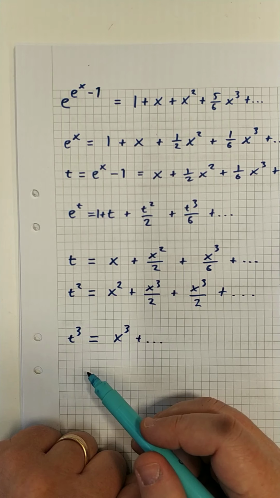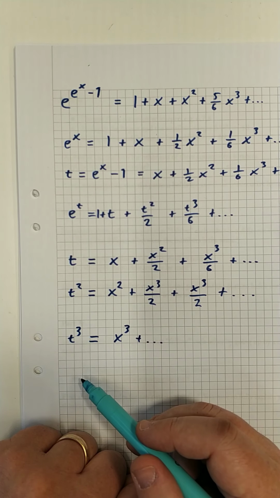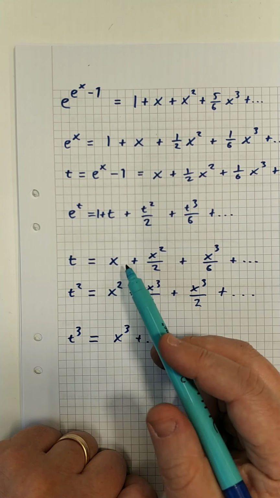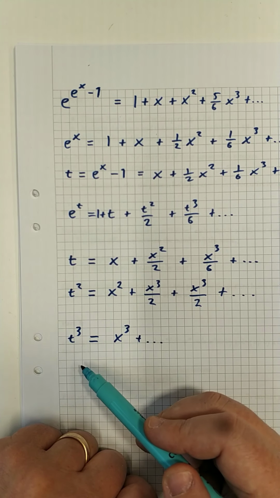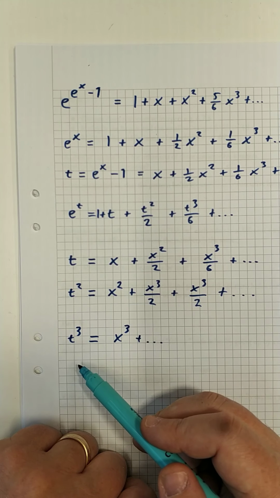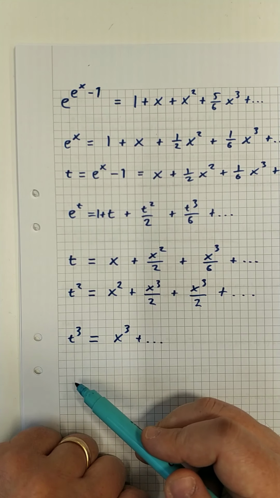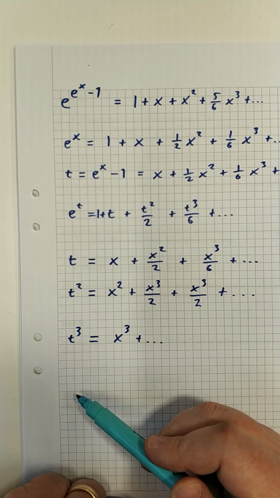Do I need a t to the 4 term? Well, no, because the lowest order x term in t to the 4 would be x to the 4, and I'm not going to use that. So all the other terms will be ignored.